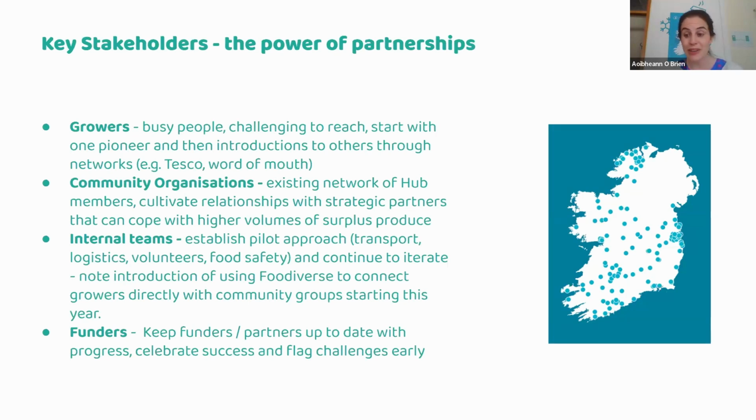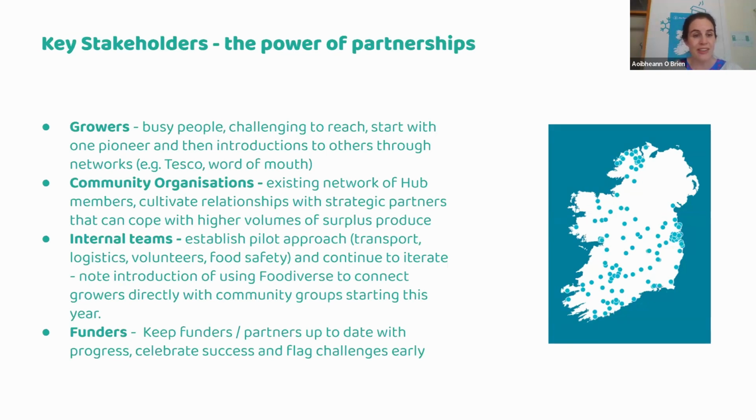And finally, funders. I know you're going to be learning a little bit more about that through these webinars, but keeping funders and partners up to date with progress, celebrating any successes and flagging challenges early is a really, really important part. And the image on the side there, we started very small with 5 growers and I think 20 charity partners. And over 4 or 5 years, we've now expanded to 8 growers. So still relatively small, but to 237 charities across the country receiving the produce. So it is an iterative process, and it's important to start small and then to grow sustainably.